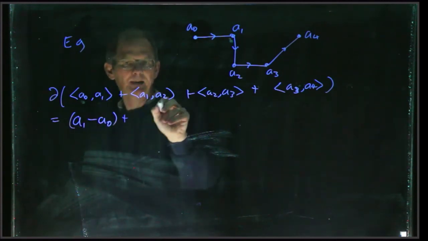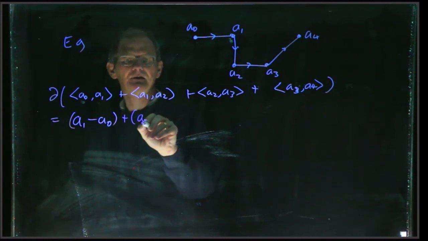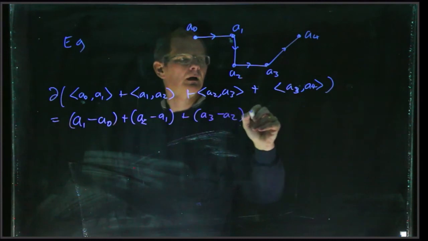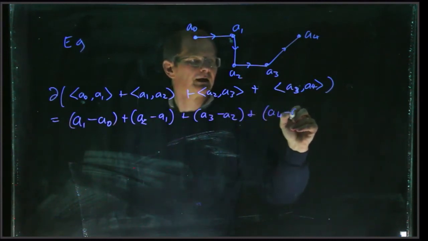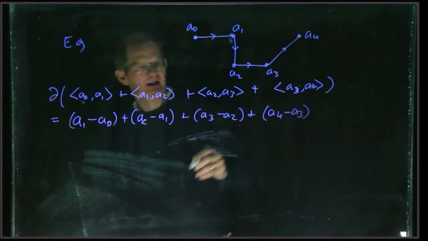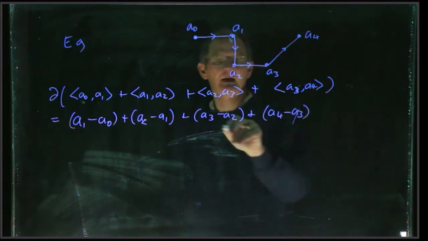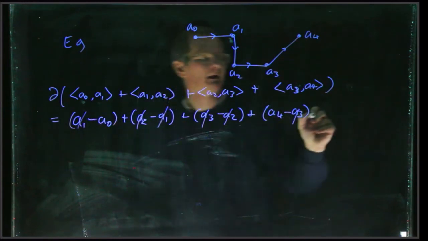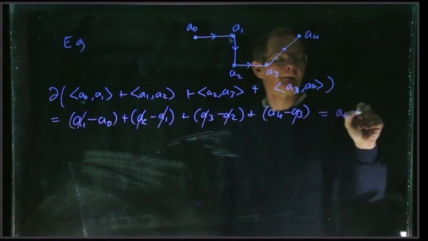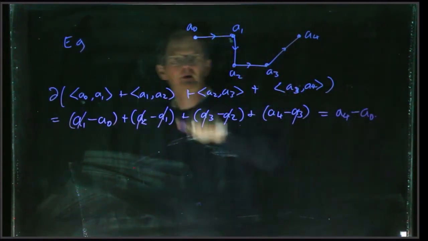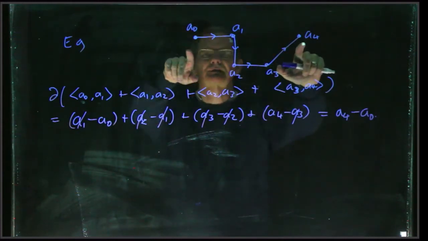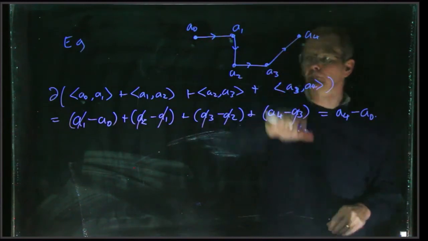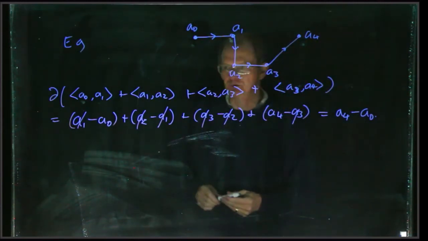And then for the boundary of this one, it's the same. You get A2 minus A1, A3 minus A2, A4 minus A3, and everything mostly cancels out. That A3 cancels that A3, that A2 cancels A2, the A1 cancels the A1. And so you just get A4 minus A0. In other words, the boundary of this combined chain is just one end minus the other end. It's more or less the same as the original rule for an edge.